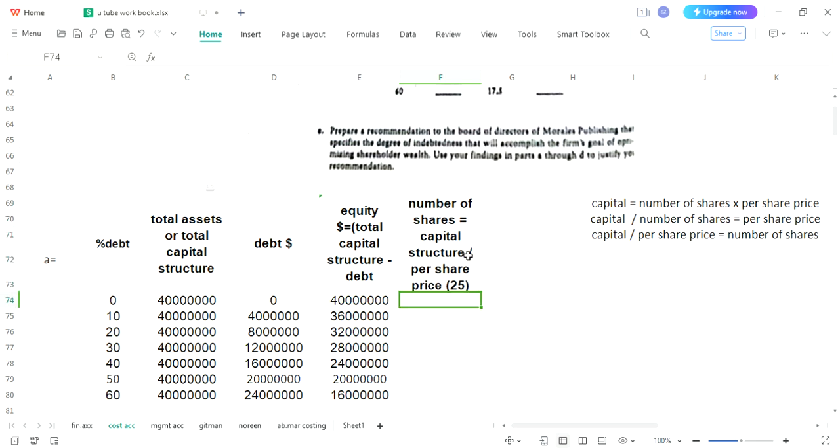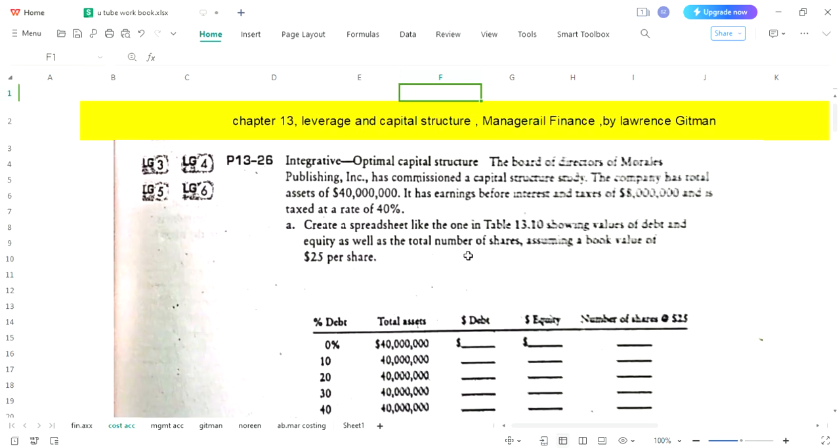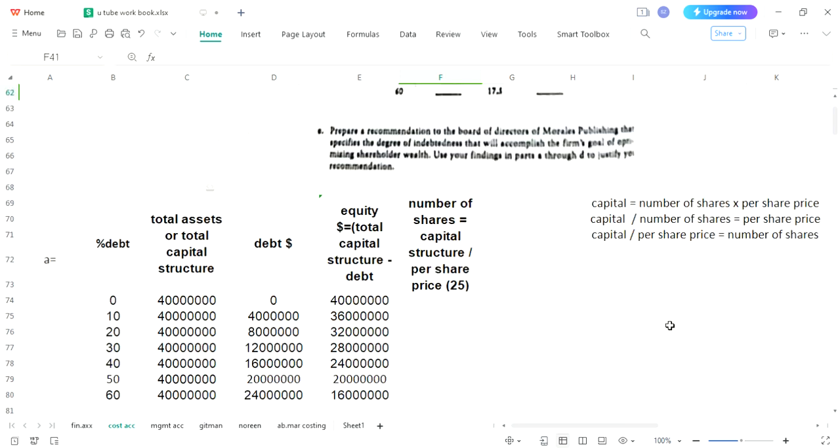Okay, let's go back to the question. I will let you know. Look over here, at the rate of 25. This was mentioned in the question. So our work has become very easy. This is your capital structure, 40 million, and you need to divide it by 25. We will get 16 lakh number of shares.